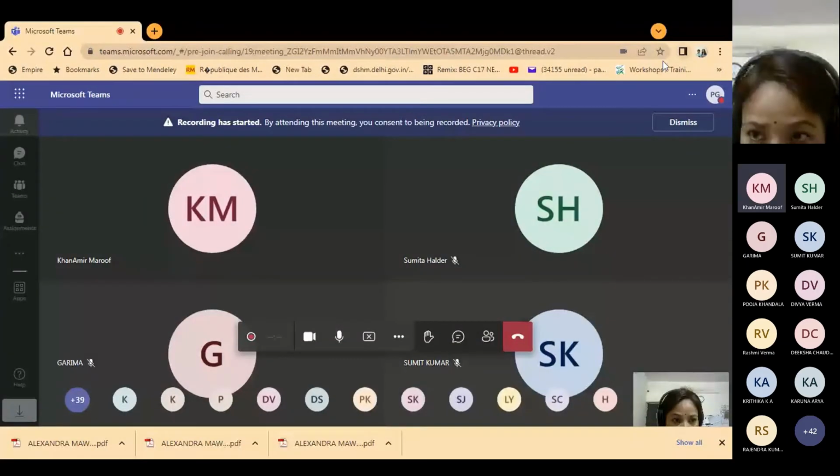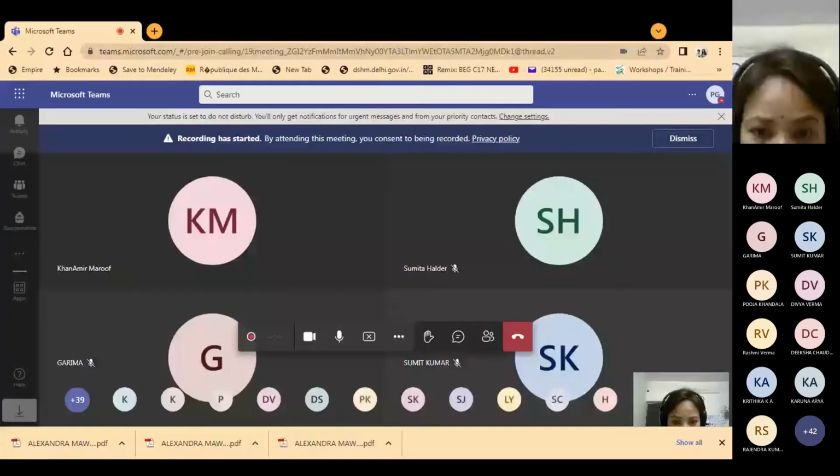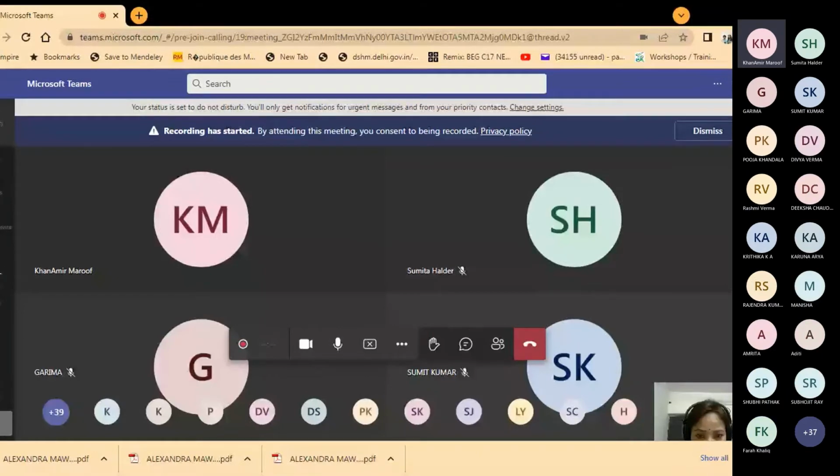Again, your Teams screen is visible. So is it visible now? Your Teams screen is visible. Okay, sir. So is the PPT now visible? No, I don't think so. Why is it not visible? Now it is displaying Microsoft Teams. Why is it not displaying the PowerPoint?